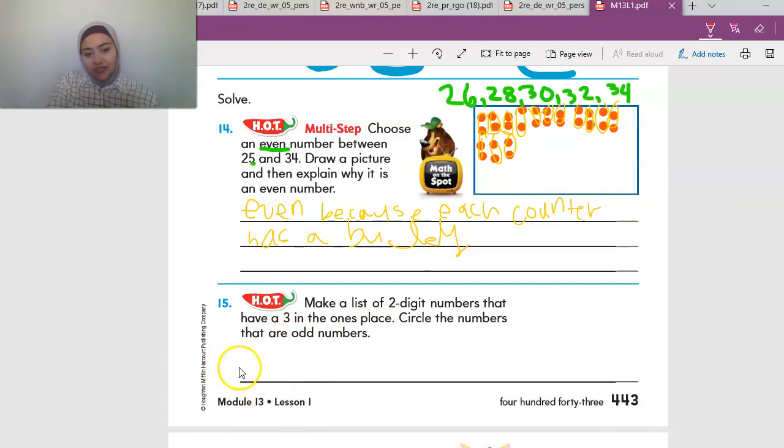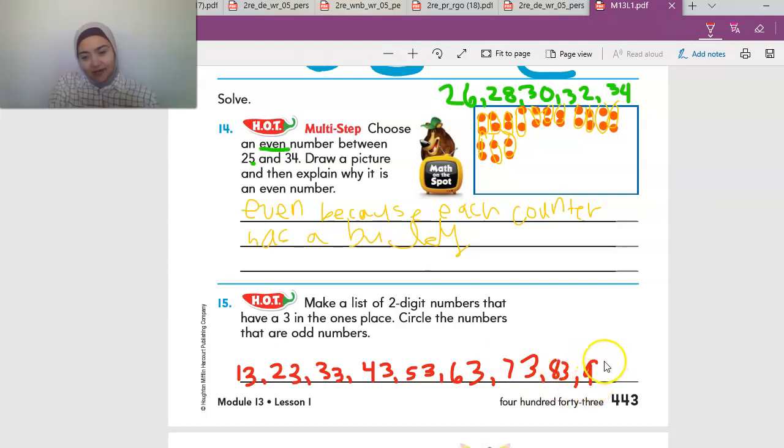Let's try 13. That's a 2-digit number, right? It has a 3 in the ones place. What's my next choice? 23. That has a 3 in the ones place. How about 33? That has a 3 in the ones and the tens place. How about 43? 53? 63? 73? All have a 3 in the ones place. 83, see the pattern? 93. And now can I write 103? No, because it's a 3-digit number. It says 2-digit numbers. So I wrote all the 2-digit numbers that have a 3 in the ones place.